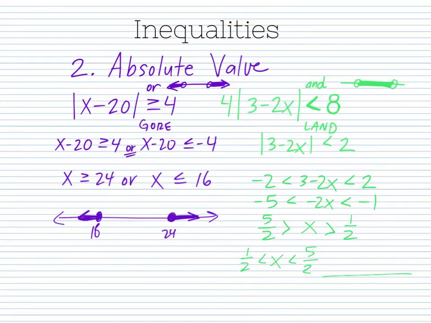And then that graph, here's 0, here's 1 half, and somewhere down here is 5 halves, shaded in between with open circles. So, long story short, less than is "and", greater than is "or". Less than is shaded in between, greater than is shaded outward.